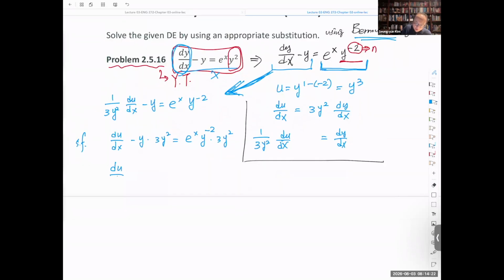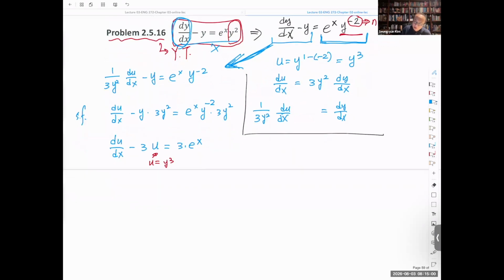We have du over dx minus 3y cubed, and we let u equal y cubed. So that's why we have a u right there, equals 3 times e to the x, y to the power of negative 2 times y to the power of 2. That will give us 1. So now it is linear.